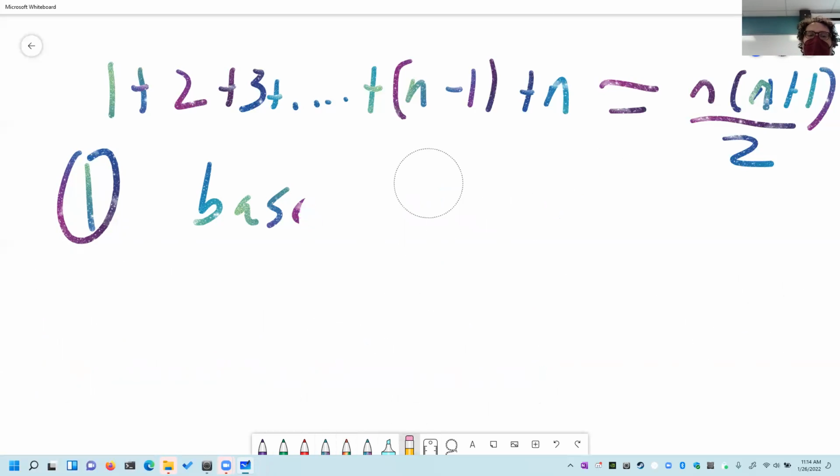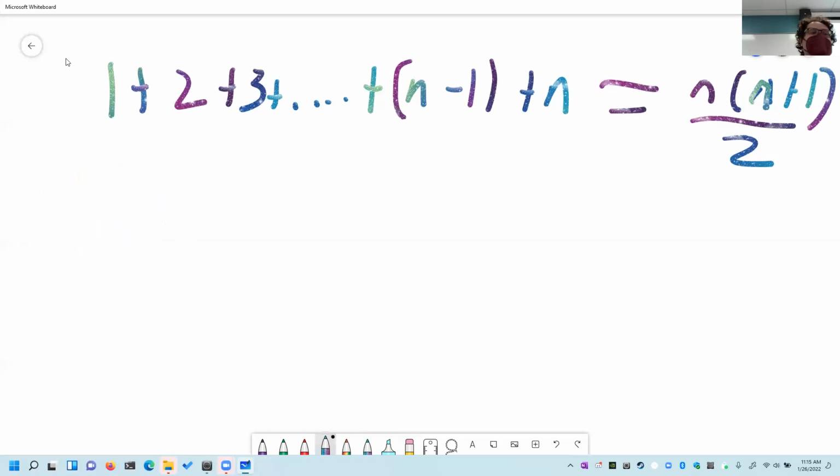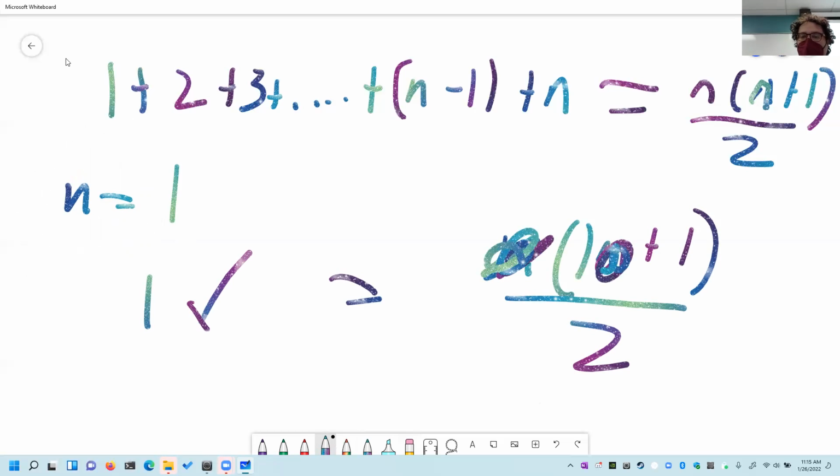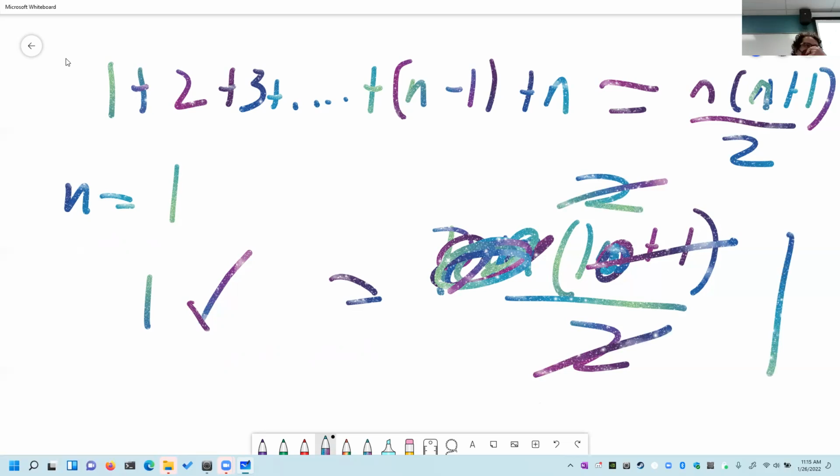So let's choose a base case. What is the smallest number this would be true for? Well, we start at 1. So let's prove it for n equal to 1. So 1 to n, which is 1, it's 1. This side of the equation, if I plug in 1, is going to be 1. And that's equal to n times n plus 1 over 2. Let's plug in 1 for each of these. So that becomes 1 times 1 plus 1, which is 2, over 2, which becomes 1. So it holds for the base case.